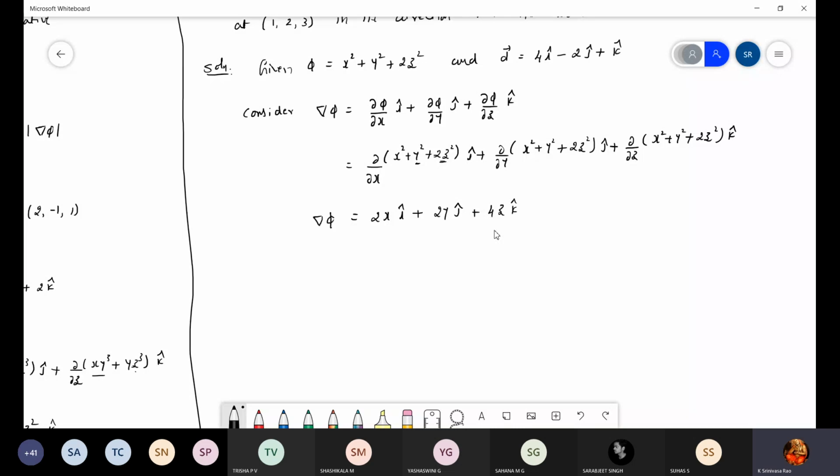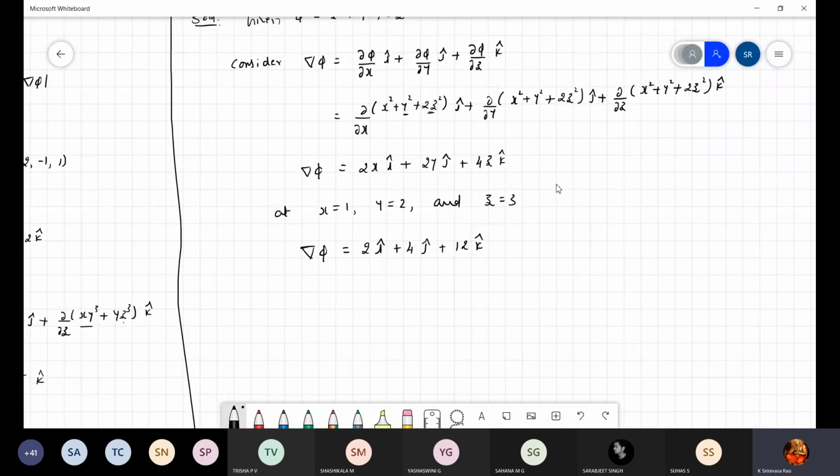Yes, sir. Because z square differentiation is 2z, 2 into 4, at x equals 1, y equals 2, and z equals 3. So substitute the points. So what is grad phi? Grad phi equals 2i cap plus 4j plus 12k cap. If it is a 6 marks problem, definitely you will get 2 to 3 marks up to here.